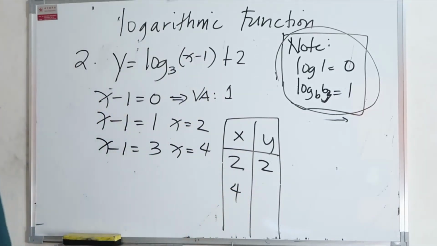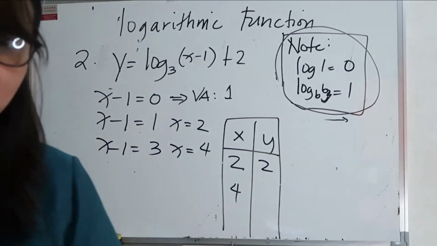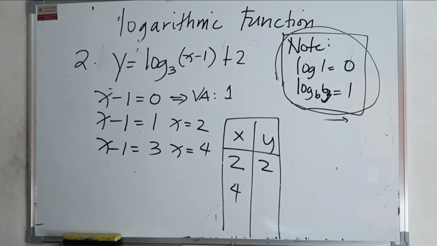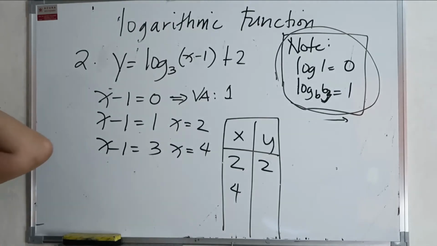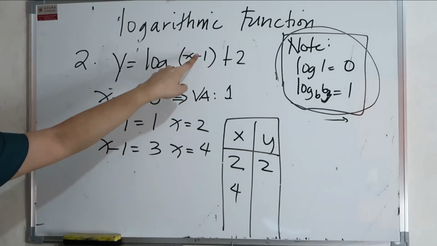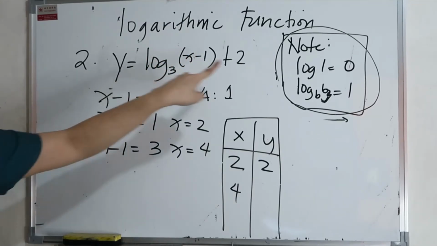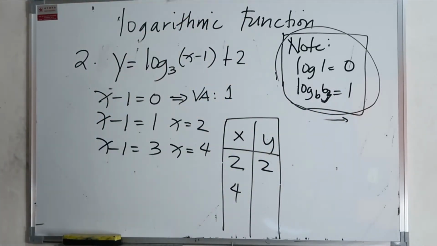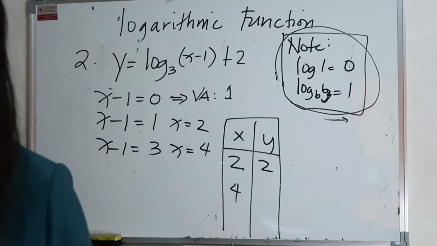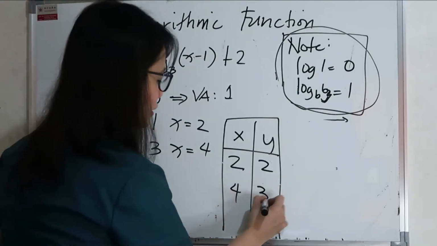Next, what about 4? If x is 4, what is the value of y? Substitute. So 4 minus 1, that will be 3. Log of 3 with the base 3 is 1. Plus 2, what will be the value of y? Substitute lang. The answer is 3. Very good.